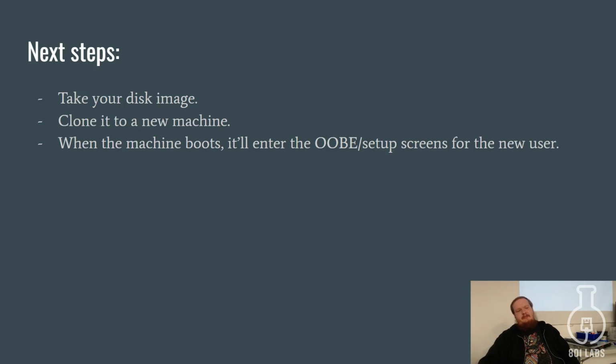So now, after the machine shuts down, you take your disk image, you clone it to a new machine, and then when you boot it up, it'll go into the OOBE. And that is Sysprep in a nutshell. Any questions so far? Yes.